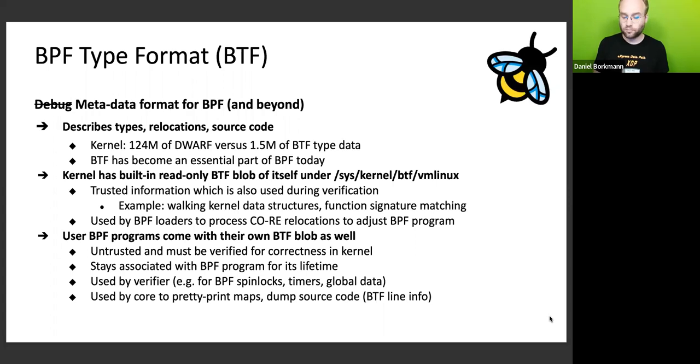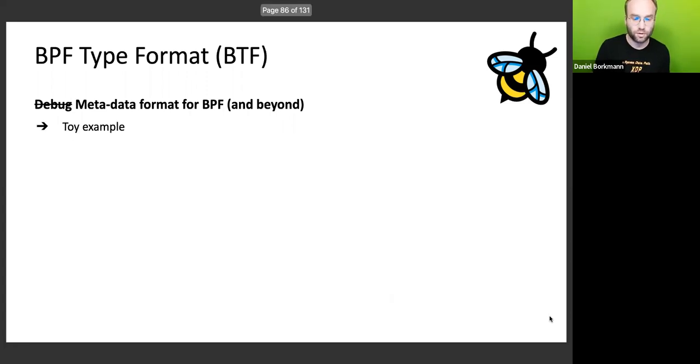Also, it holds source code information. We call this BTF line info, which is also stored in the kernel. When users want to dump with bpftool, for example, what programs are loaded in the kernel, they can dump the programs along with the source code. So they get full introspection of what's going on.